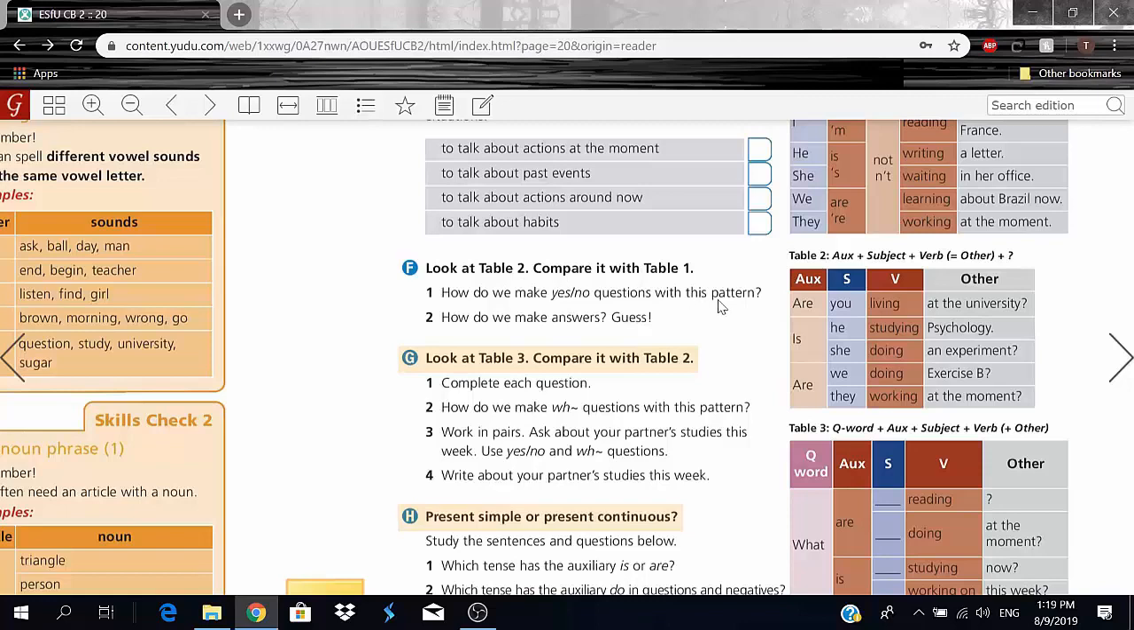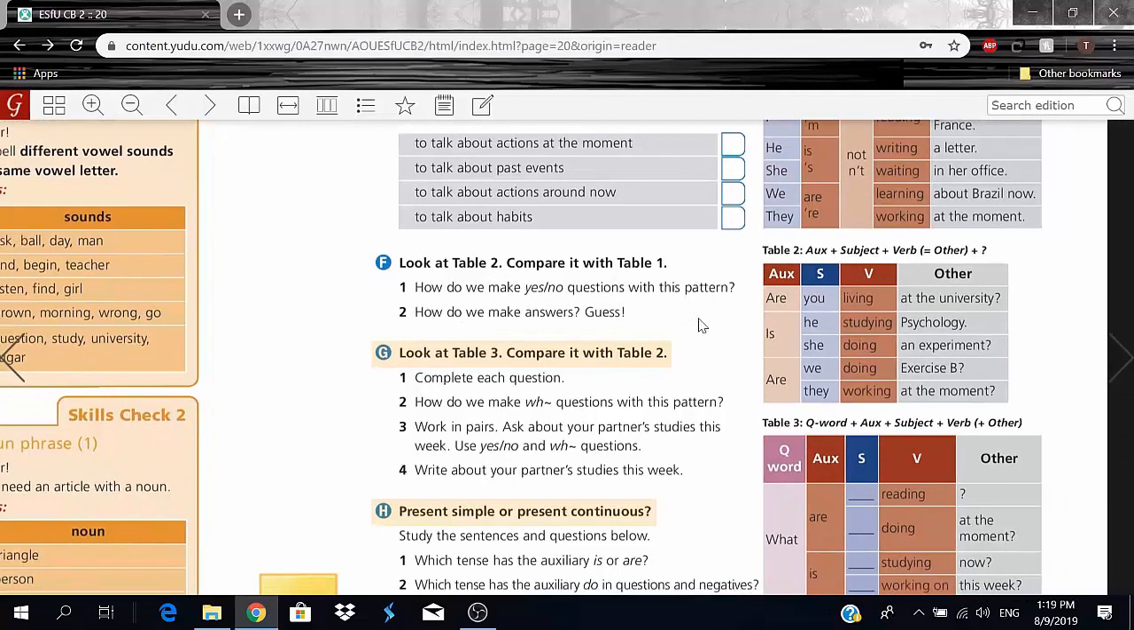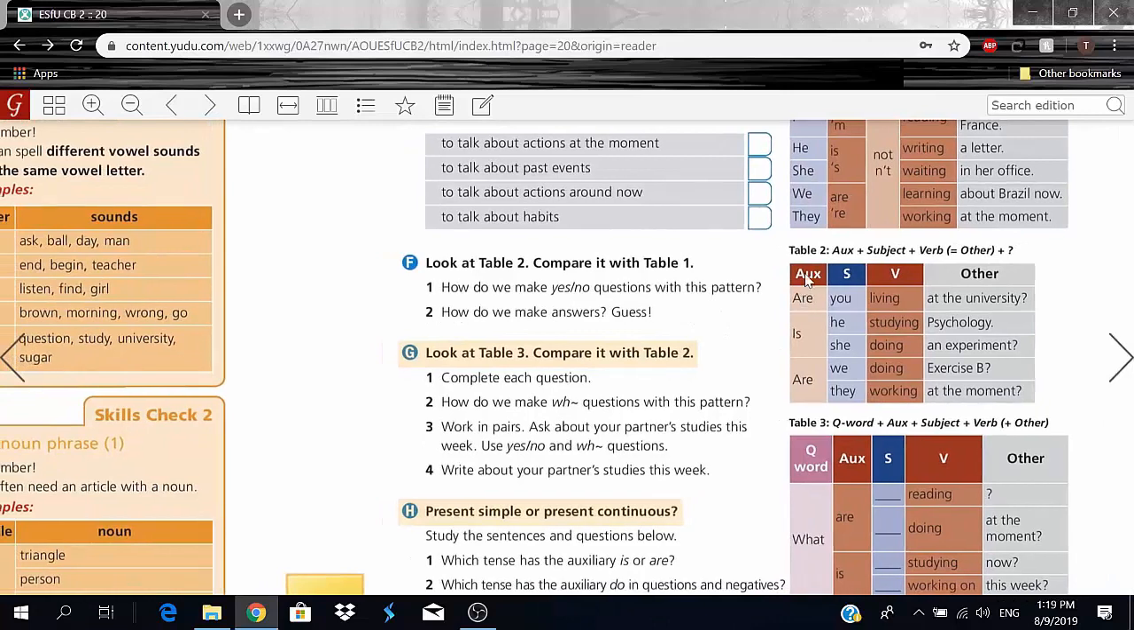Okay, so here we have, how do we make yes or no questions with this pattern? Okay, so here we have auxiliary, so basically we use is and are. So, are you living at the university? Is he studying psychology? Is she doing an experiment? Are we doing exercise B? Are they working at the moment? And these are yes or no questions, okay?